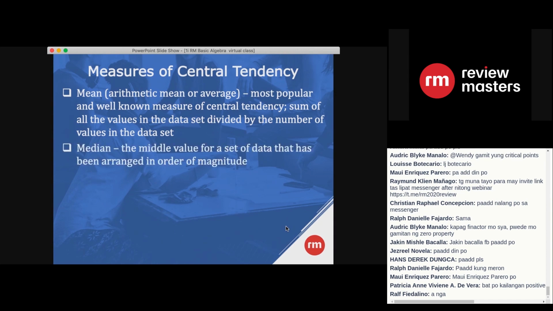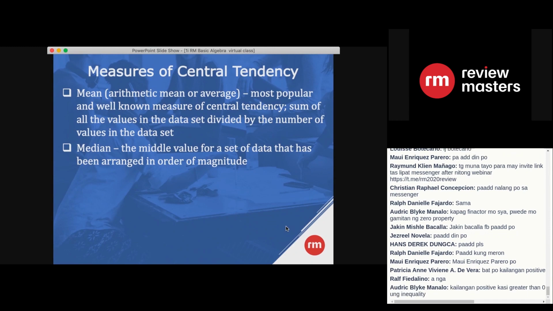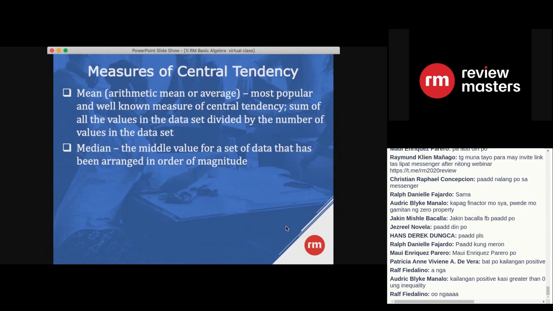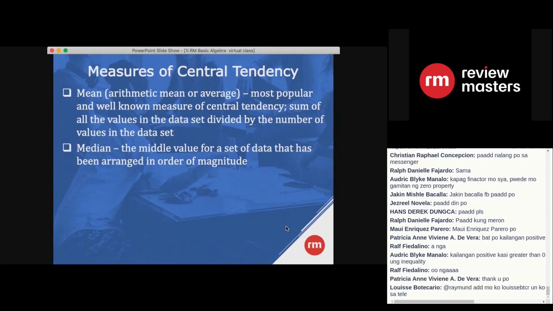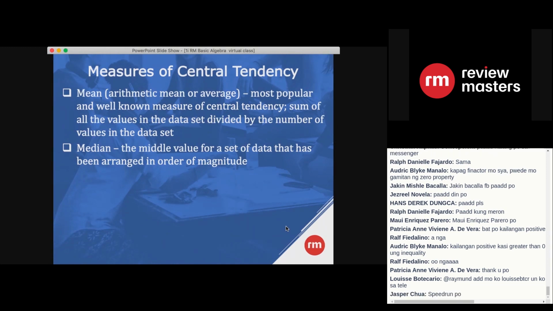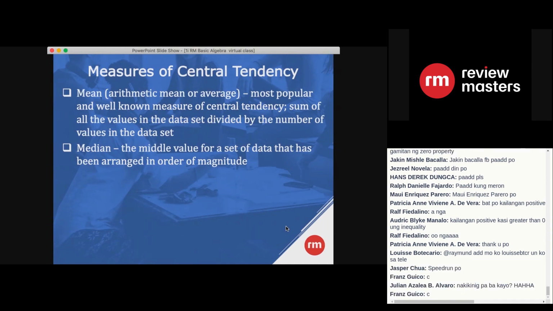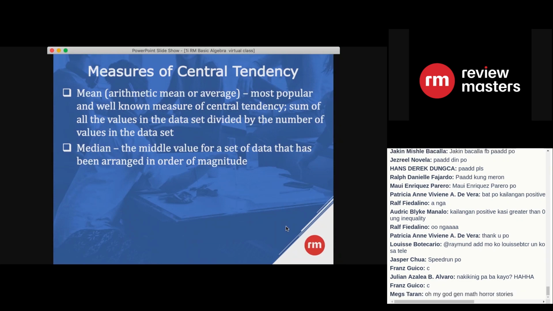Median, yun yung gitna. Palagi pinakagitna, you are not affected by extreme values. Ang hinahanap mo lang, ano yung nasa gitna. Okay? The middle value for a set of data that has been arranged in order of magnitude. So kapag median, kailangang arranged in either ascending or descending order.